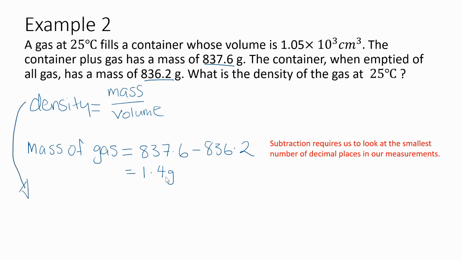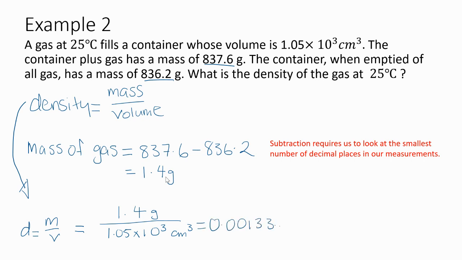Now we're going to bring this calculation down. Using this formula again, density equals mass divided by volume. We now have our mass, and our volume is this value here, 1.05 times 10 to the power of 3, and we're going to divide them. Let's see what the calculator gives us. We've got 0.0013333, etc. A very long number.